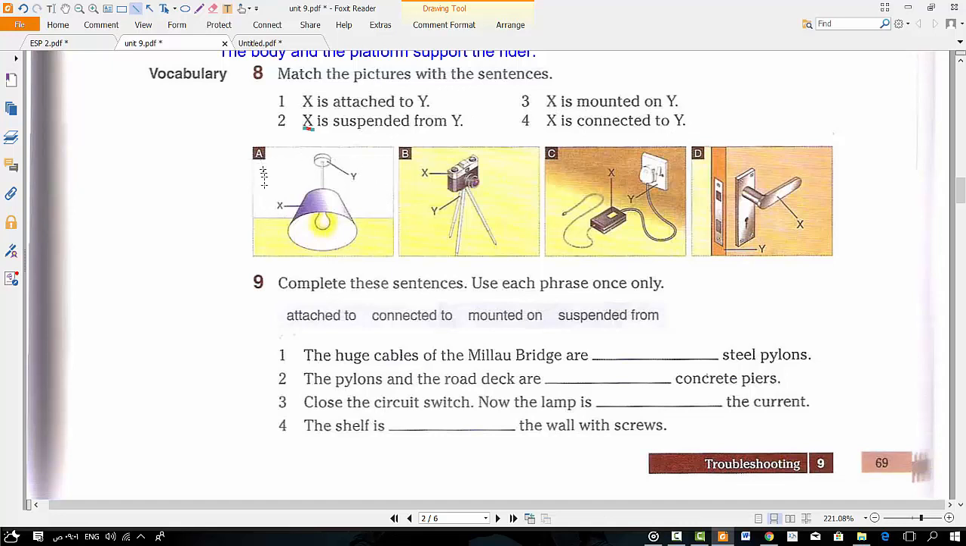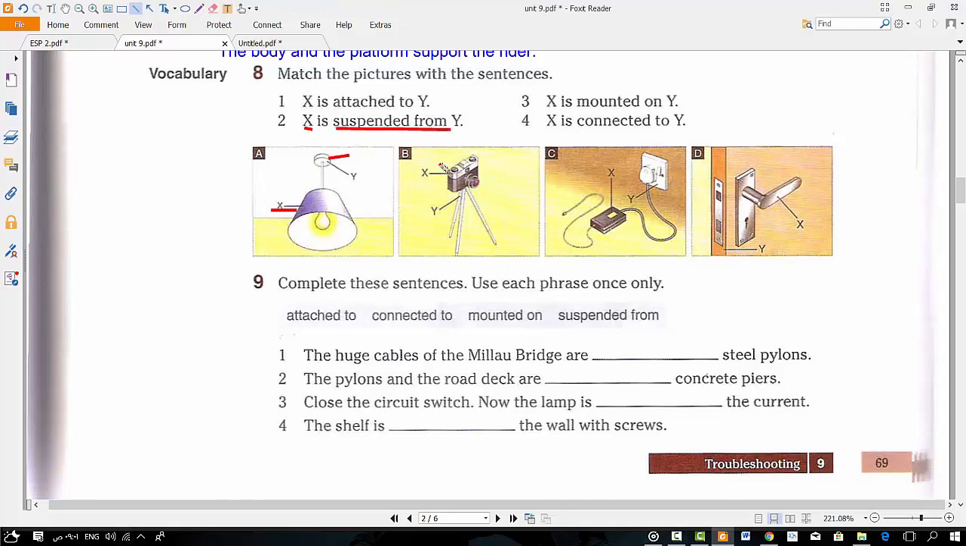Okay, look at picture A. This is X and this is Y. What do we say? X is suspended from Y.